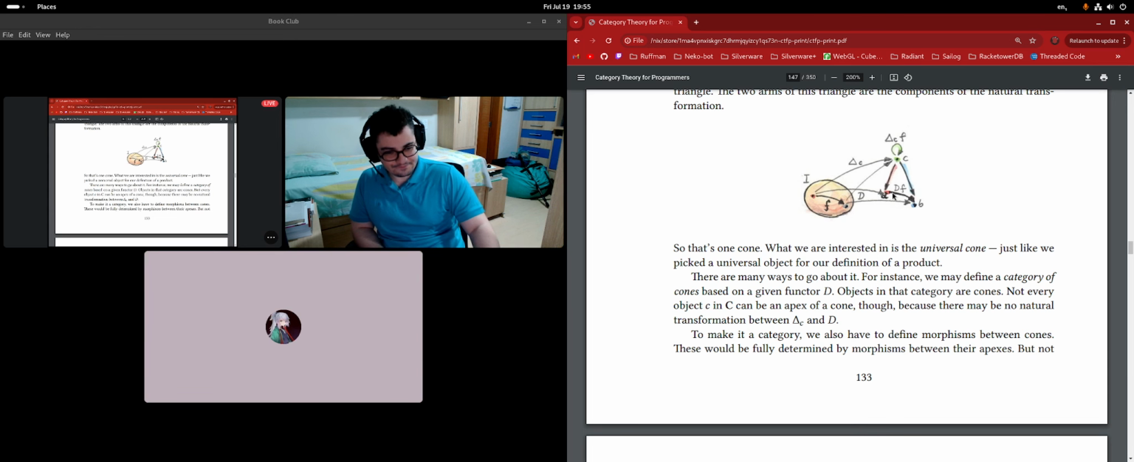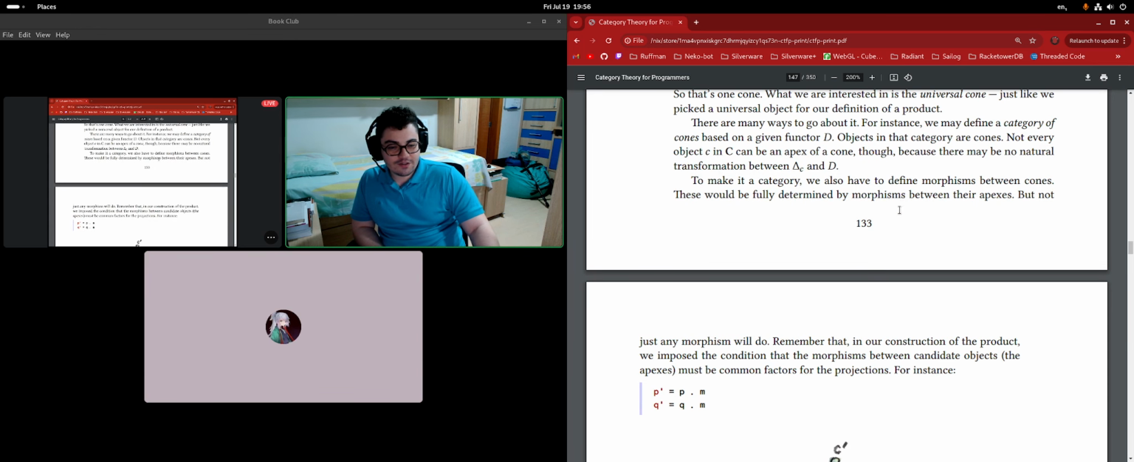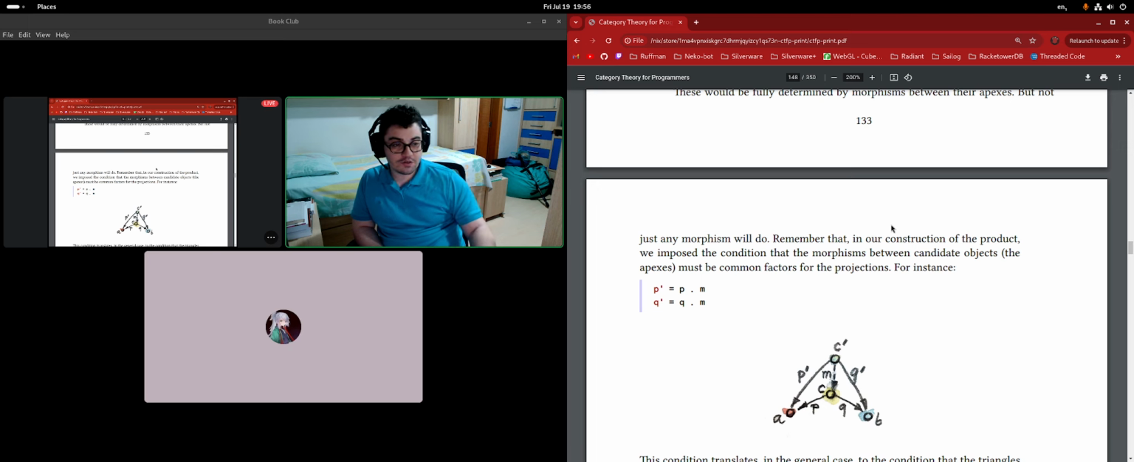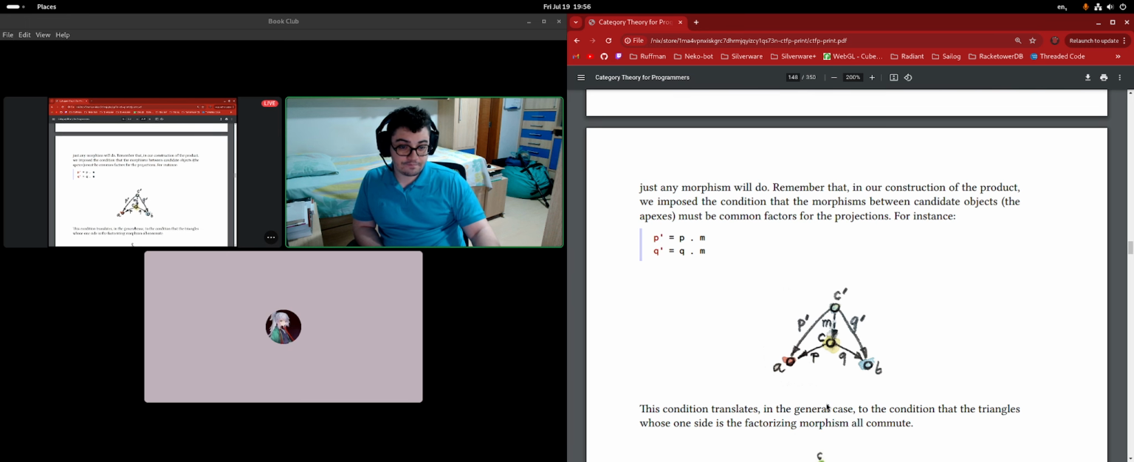Yeah, I see. But not just any morphism will do. Remember that in our construction of product, we impose the condition that the morphisms between candidate objects must be common factors for the projection. So now we go all the way back to the chapter where we talked about products. This is 100% product in here. Yep. And there are various constraints about this, but I remember two of them, which is that M needs to be unique, and you need to be able to factor P prime and Q prime using P and Q and M. Yep, I remember.